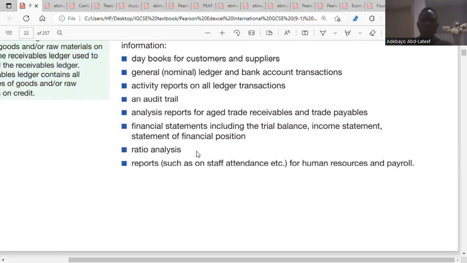And the last one, reports. When we talk about reports, your workers, your employees, you need to know details about them. Are they always present? Are they always absent? When last did they come to work? How many times were they absent? You get to know through the accounting system.